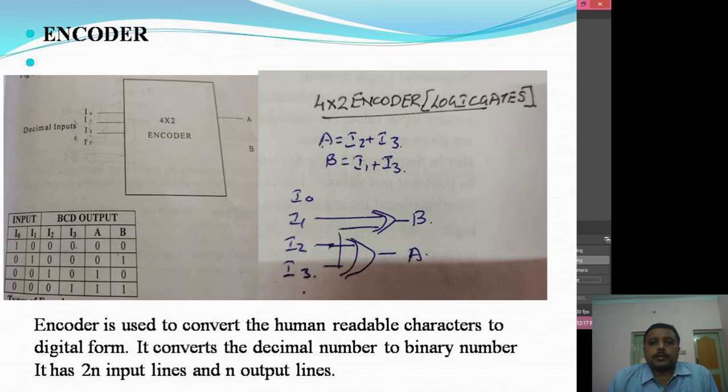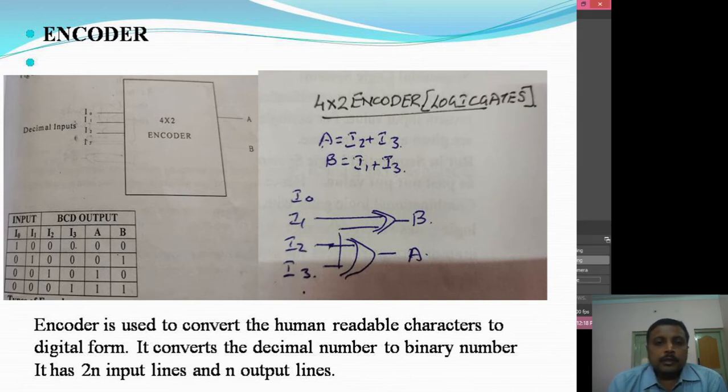Now coming to the encoders. An encoder is used to convert human readable characters to digital forms. It is nothing but a decimal number being converted into a binary number. A 4x2 encoder by means of logic gates using two NOR gates has been shown in the sketch. Inputs to A are I2 and I3. Inputs to B are I1 and I3.